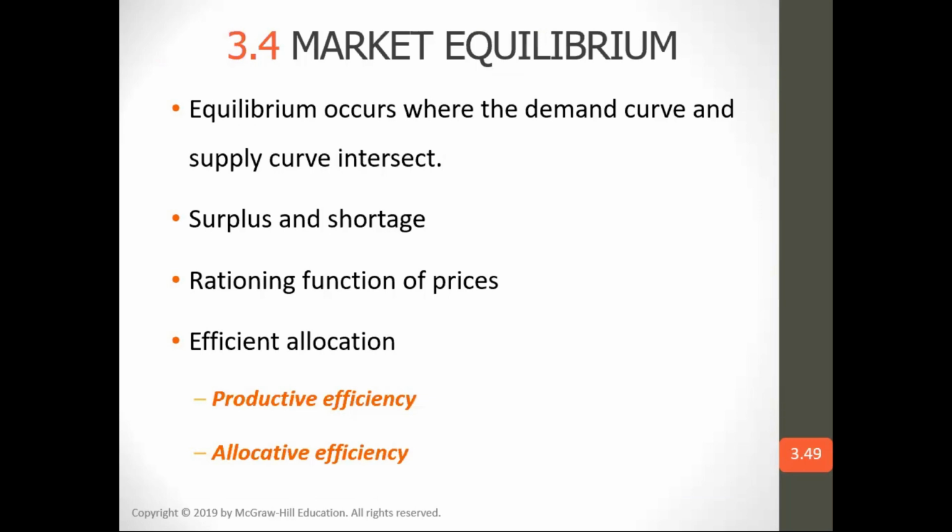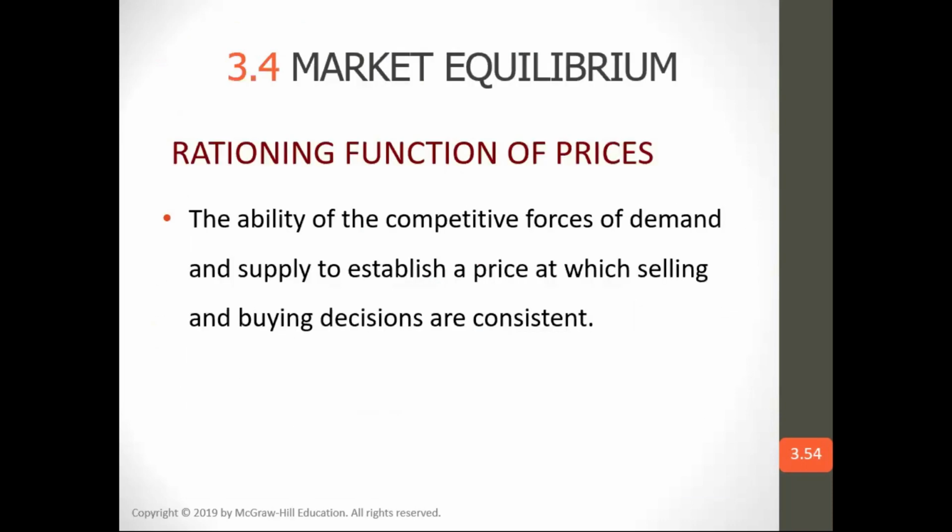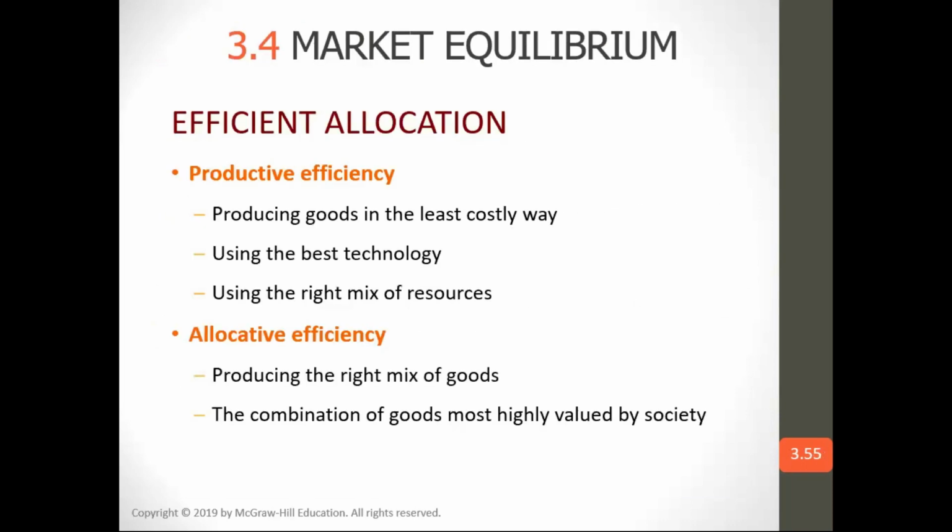So equilibrium is when the demand curve and supply curve intersect. Surplus is above that, and shortage is below that. So surplus would be above, then equilibrium would be this, and then shortage would be below. Productive efficiency is when goods are produced in the least costly way, using the best technology and the right mix of resources. Allocative efficiency is when you have the right mix.